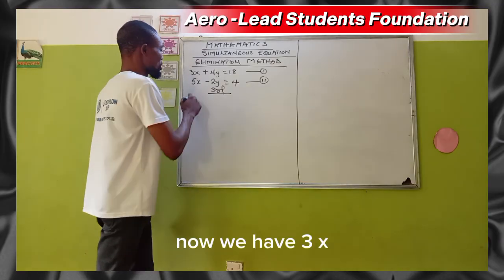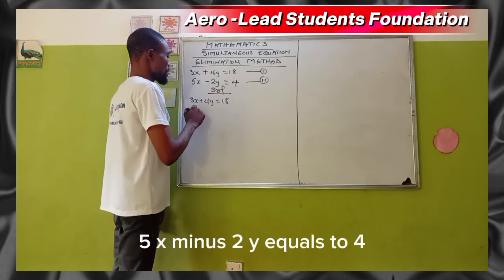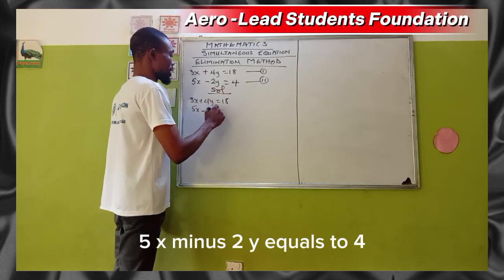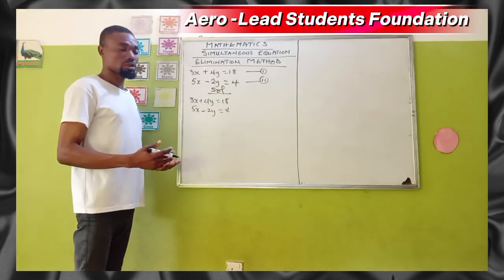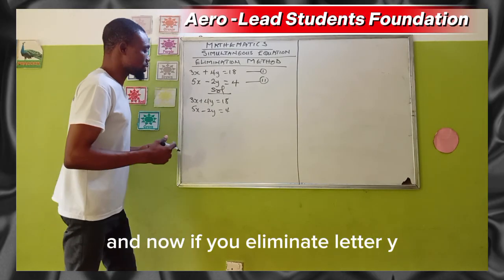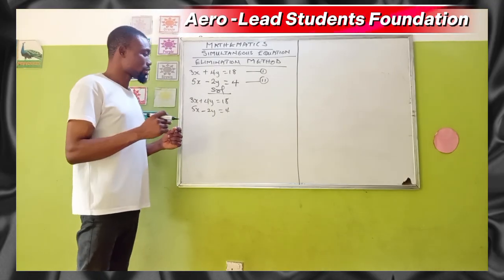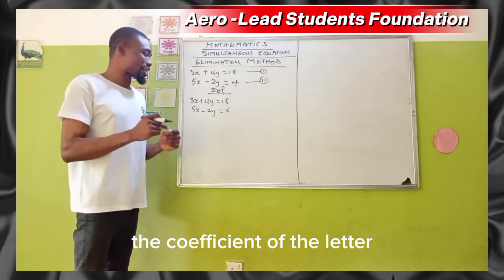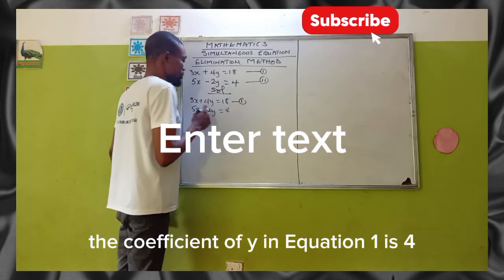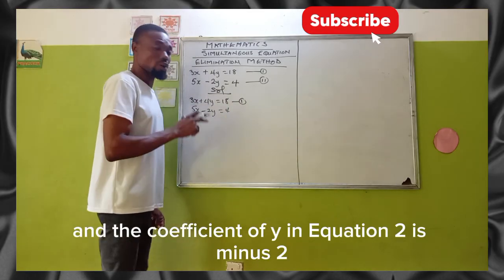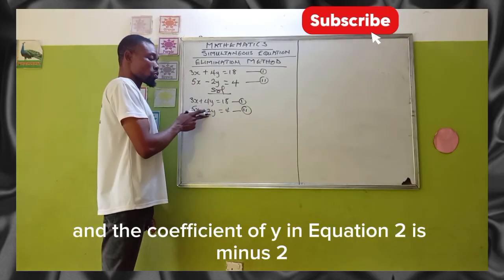Now we have 3x plus 4y equals 18, 5x minus 2y equals 4. Let's assume we are eliminating letter y. We want to eliminate letter y. And now, if you are eliminating letter y, you take the coefficients of the letter. I hope somebody is following me. Now, the coefficient of y in equation 1 is 4, and the coefficient of y in equation 2 is minus 2.